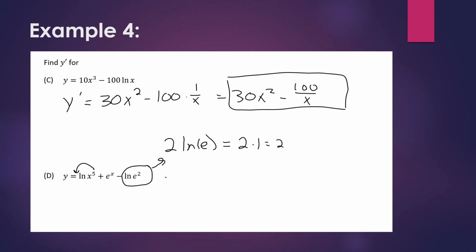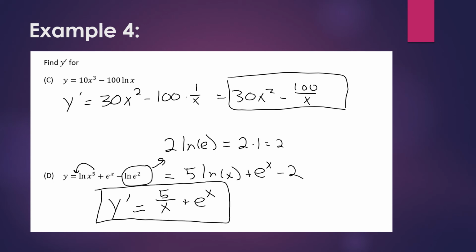So if I were to rewrite this equation, I'm going to get 5 ln of x plus e to the x minus 2. And now I need to take the derivative. So y prime is going to be 5 over x plus e to the x. And the derivative of negative 2 is 0, so I don't even have to bother with that.